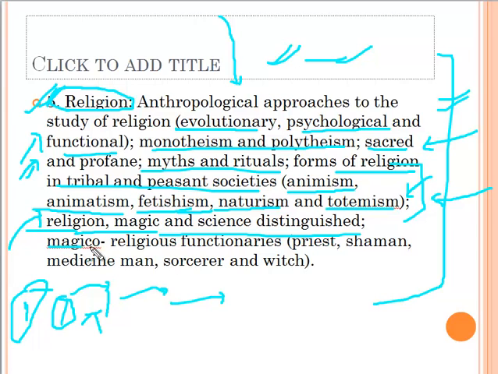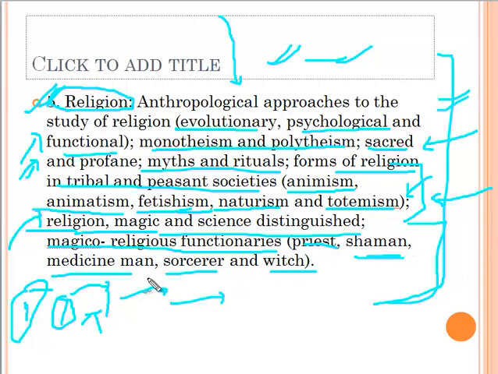Then magical religious functionaries, this is very important. If there is magic, there will be some person who will be performing the magic. So what will be his name, what are his characteristics? And similarly for religion, what are the different priests and all? So there are priest, shaman, medicine man, sorcerer and witch. There are differences in these concepts also, like how priest is different from shaman. Priest will be basically in a fixed society, traditional society or agricultural society. Shaman will be in the tribal society. Medicine man is closely related to shaman only.